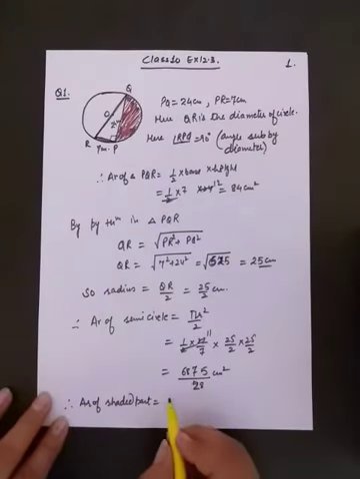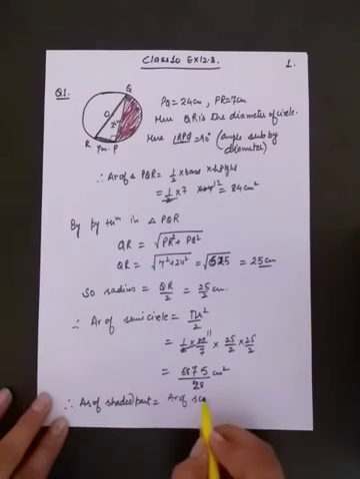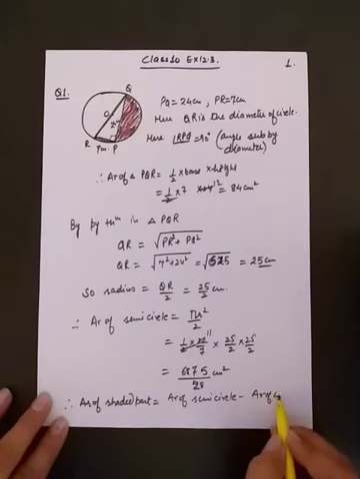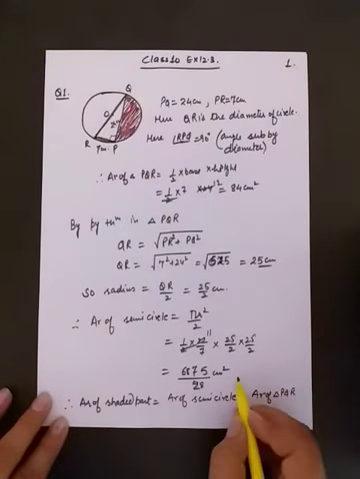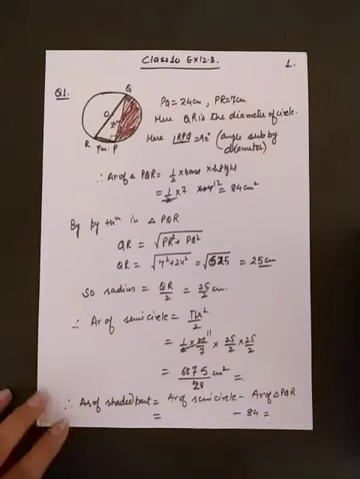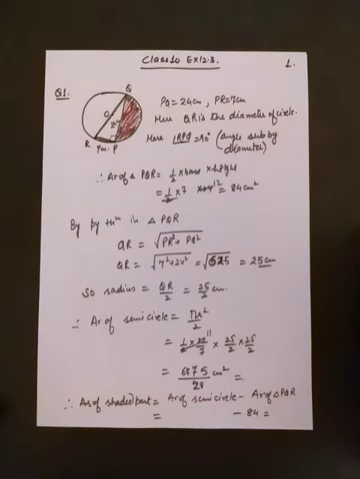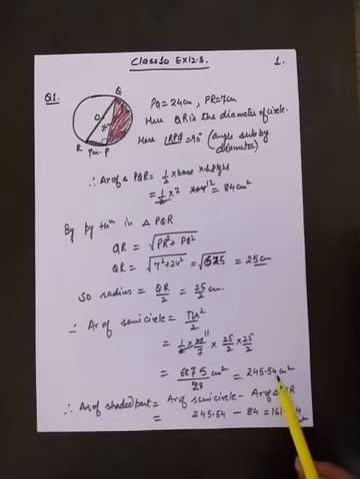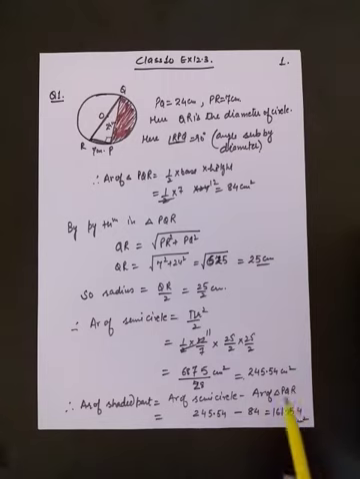Now we have to find the shaded part. To find the area of shaded part, it will be area of semicircle minus area of triangle PQR. So we can find it very easily, and we can put the value of area of semicircle here, and area of semicircle is 245.54 centimeter square. So we can subtract the area of triangle from the area of semicircle to get the area of shaded part. So area of shaded part will be 161.54 centimeter square.